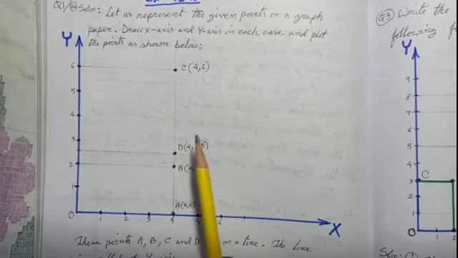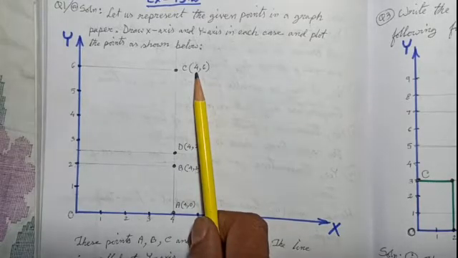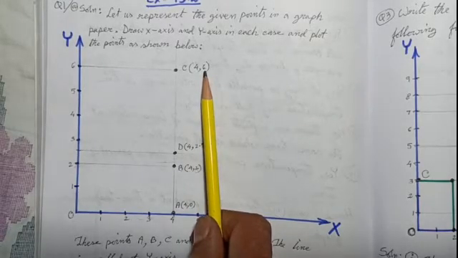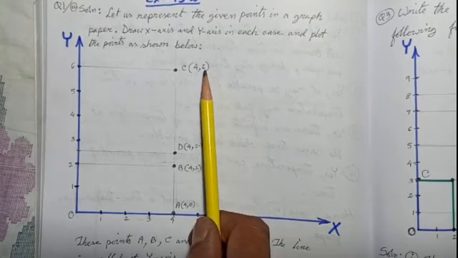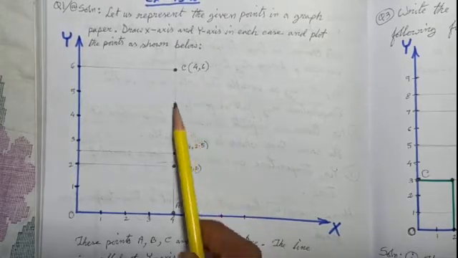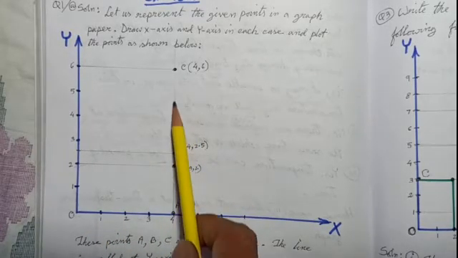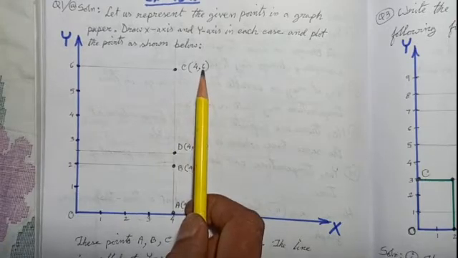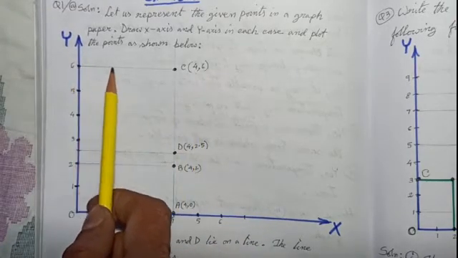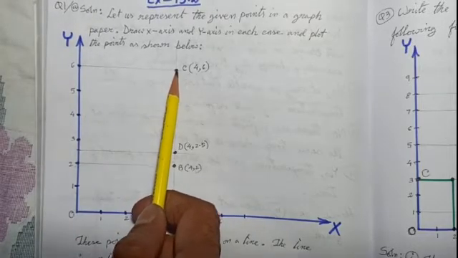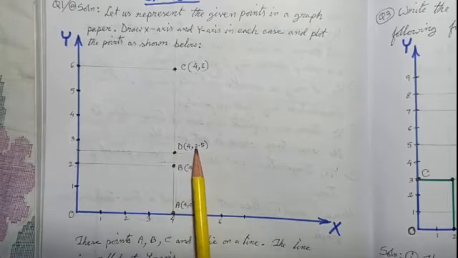Next is C. C is this 4 is the value of x, and 6 is the value of y. So 4 is for x and 6 is for y. So x equal to 4 means 1, 2, 3, 4, and we are drawing a perpendicular line. And y is equal to 6 means 1, 2, 3, 4, 5, 6. So through this point we are drawing a perpendicular line, and then they intersect at that point, and this point represents C.